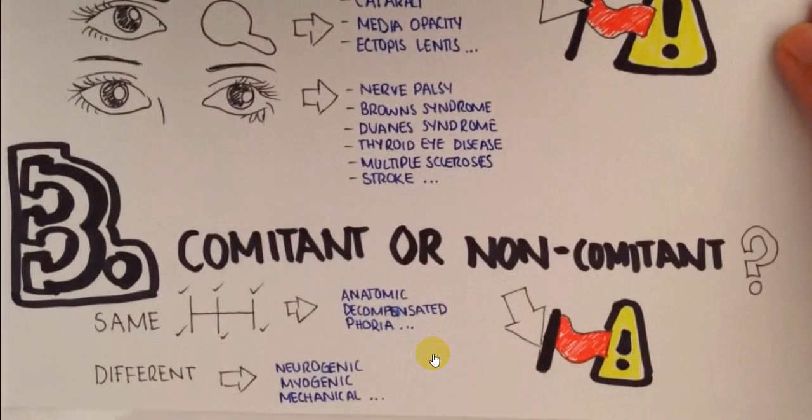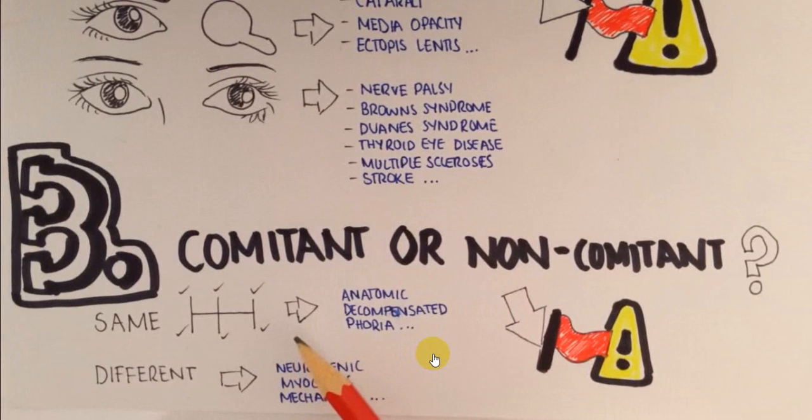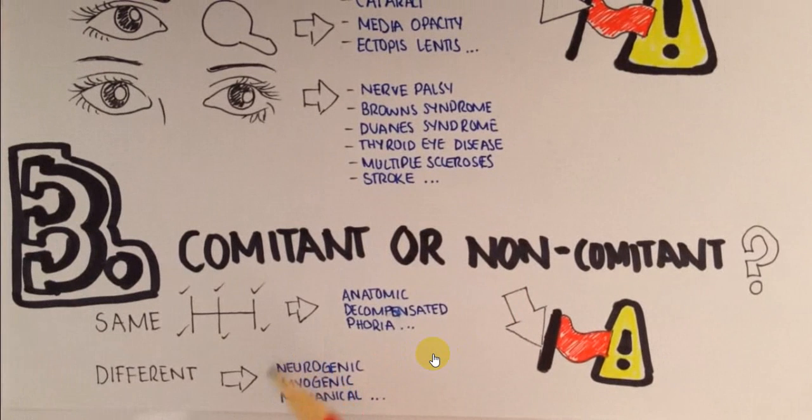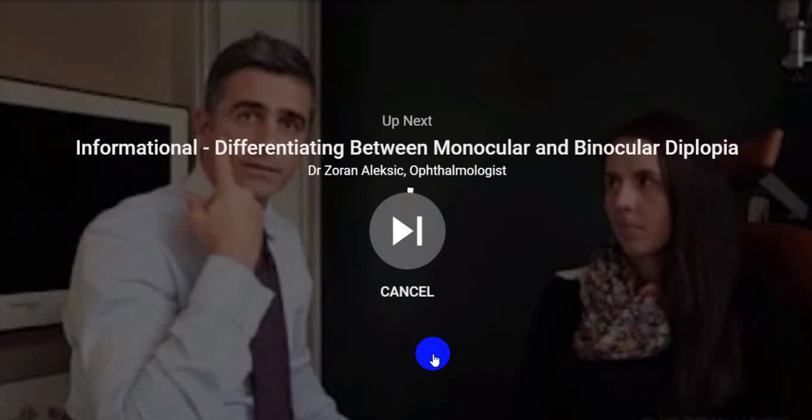Is this comitant or non-comitant diplopia? What do I mean by this? Are we getting double vision the same in all directions of gaze when we perform motilities? If we are, then we're not as concerned. This is our safe category. Essentially, this is more likely to be anatomical, a decompensated phoria, something with an accommodative influence, so not as serious as our non-comitant strabismus, which is our red flag in this case. When our double vision is different in different directions of gaze, we're concerned. Whenever you get a diplopia that varies in the different directions, that is non-comitant, very frequently because of neurogenic causes.